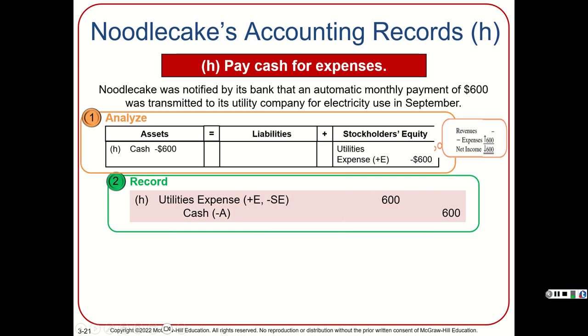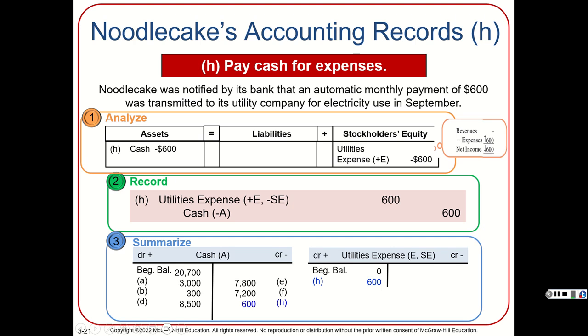Sorry. Credit entry. Your cash is going down, which is on the credit side in the assets. Your expense is going up, so it's the debit side. Utility expense, but your cash is going down. In summary, you have your cash going down and your utility expenses going up.